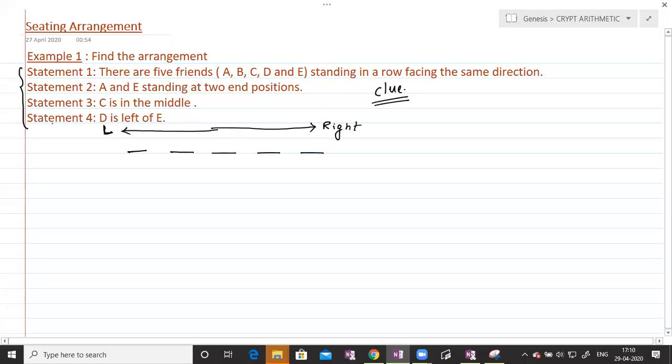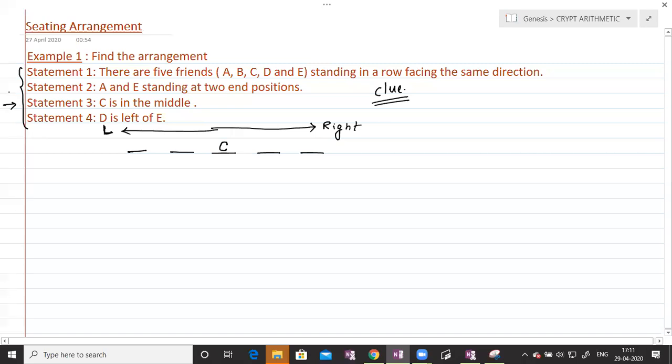Wonderful, Rohan. Rohan is saying, of course, Rohan and Sharmila, Mustafa, Anamika, wonderful. Of course, statement number 3. Statement number 3 is of course the middle value, the independent clue, or statement 3 gives the definite information. C is the middle. Now I'll try the other statement.